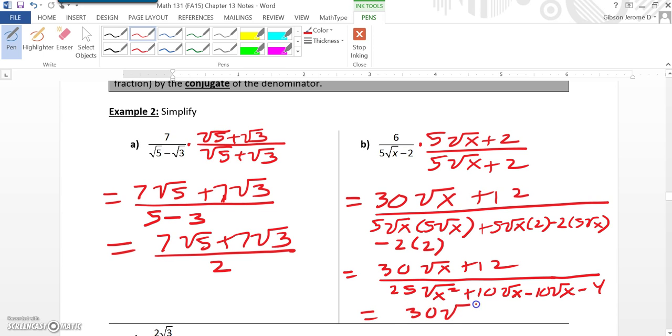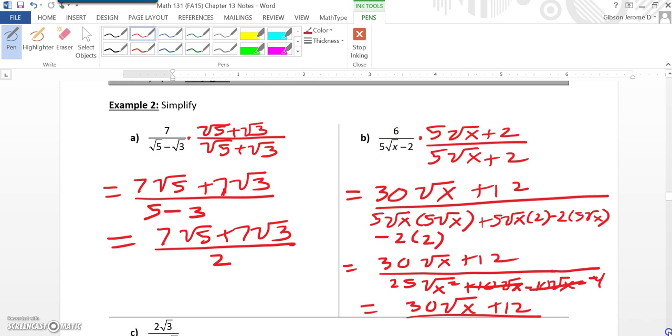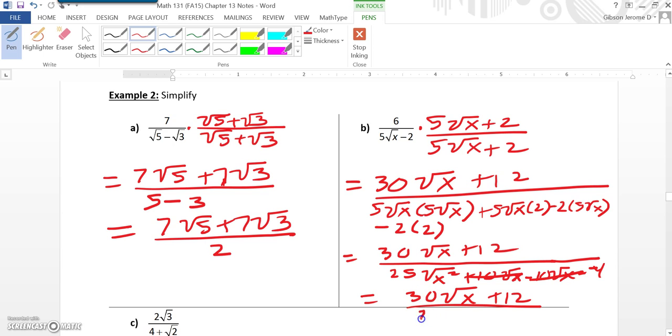So we have 30 square root of x plus 12. Now, when we look here at our denominator, you notice this 10 square root of x and a minus 10 square root of x will simplify each other out. So then we will have 25 square root of x squared, which would just be x, and then minus 4. And then there's nothing more we could do with this problem. And we're done.